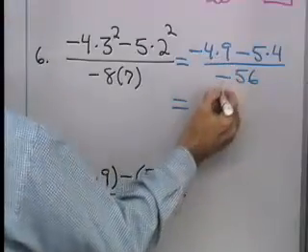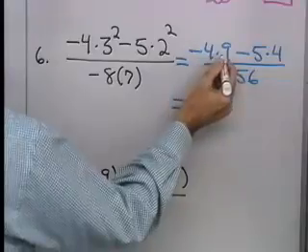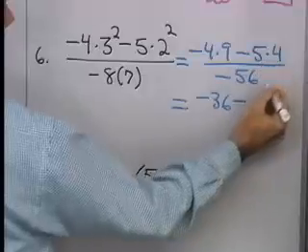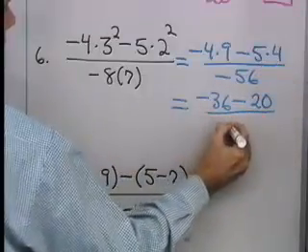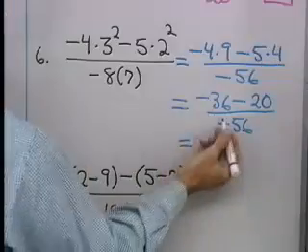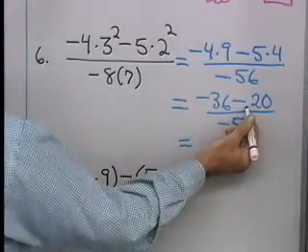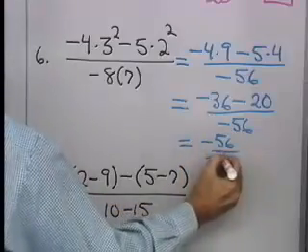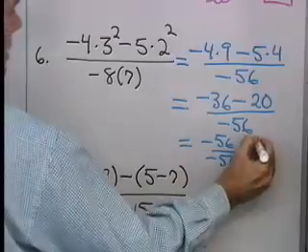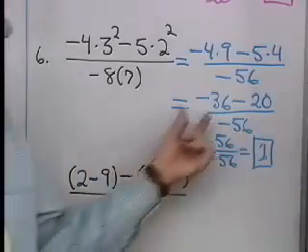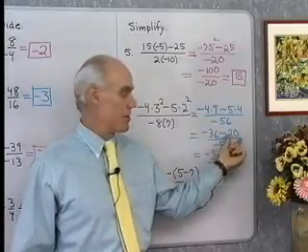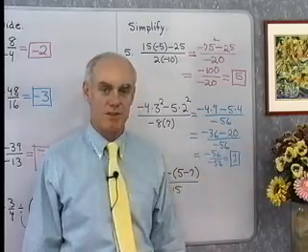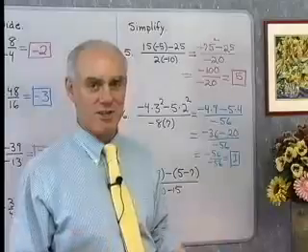Now, 4 times 9 is 36, and I'm multiplying numbers with different signs, so the answer is negative. Subtract, that's that subtraction sign. 5 times 4 is 20. That's all divided by negative 56. Negative 36 plus negative 20 is going to be negative 56, divided by negative 56. And that will come out to be just the number 1. So you see again, I have subtraction right here, negative 36, subtract 20. I think in terms of addition, negative 36 plus negative 20, that gives me negative 56. Then I divide by negative 56, the result is 1.